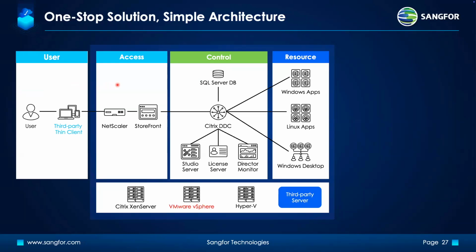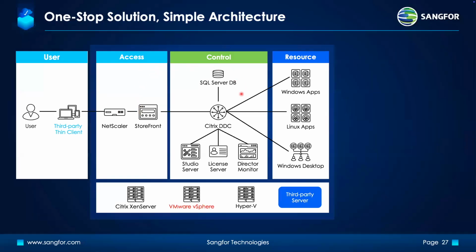Now, count with me the components as well when I speak of the Citrix architecture. In the access layer, Citrix has a component called the gateway, which is the NetScaler, where the authentication and authorization happens. All right. And then there is StoreFront, which is the web interface, where you get to see all the resources that you are allowed to see. That falls under the access layer.